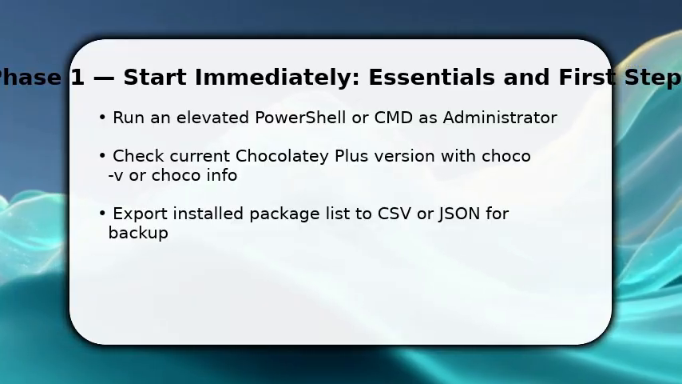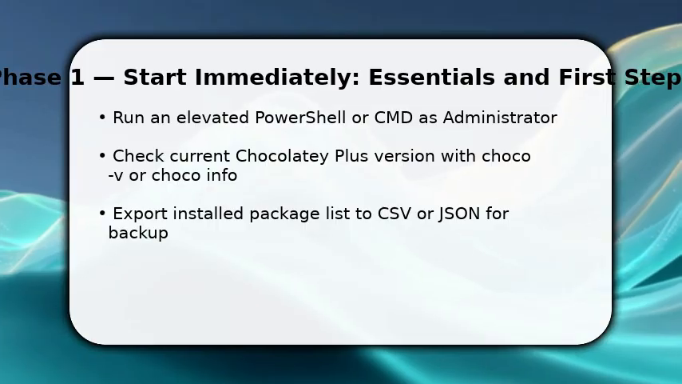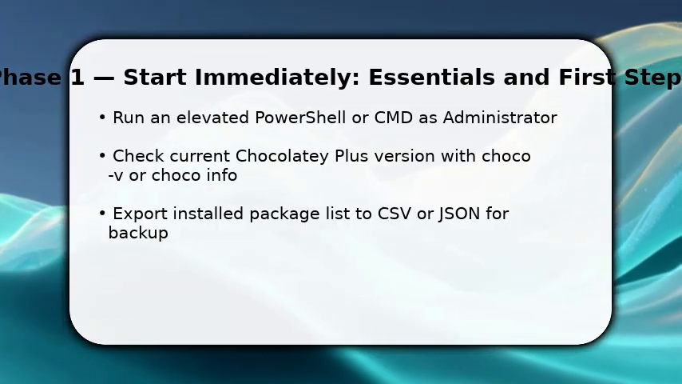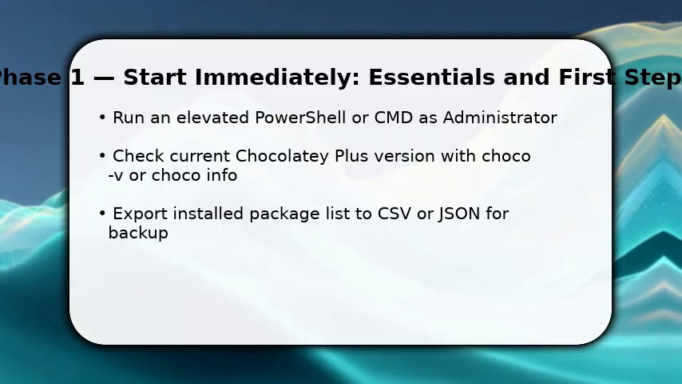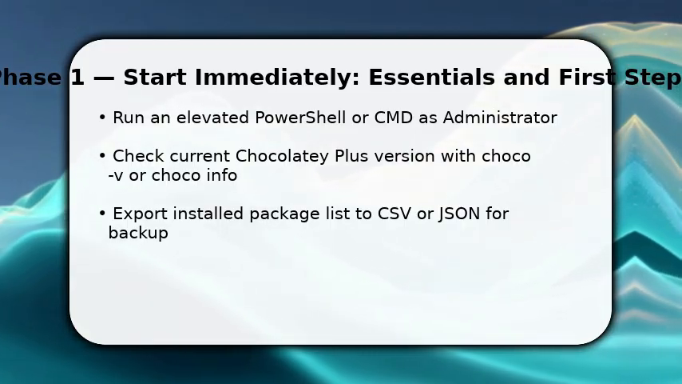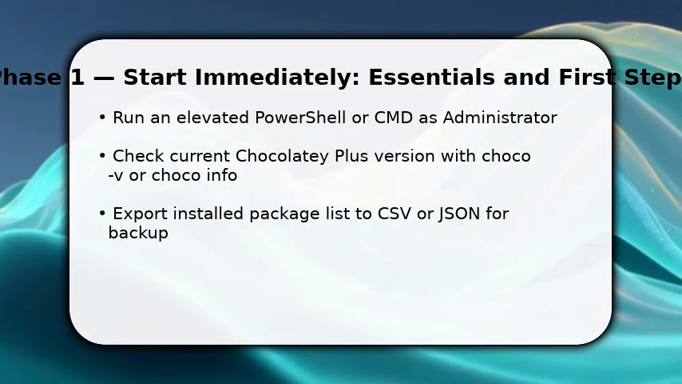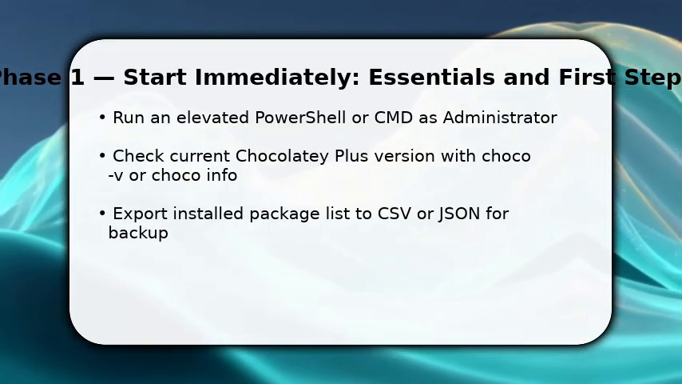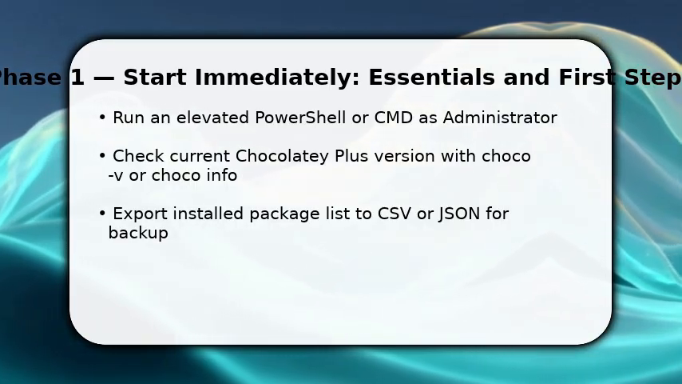You need an elevated shell. Start now by running PowerShell or CMD as administrator. Once open, check your Chocolatey Plus version with choco -v and confirm license status. Export your installed package list to a CSV or JSON so you can restore if needed.